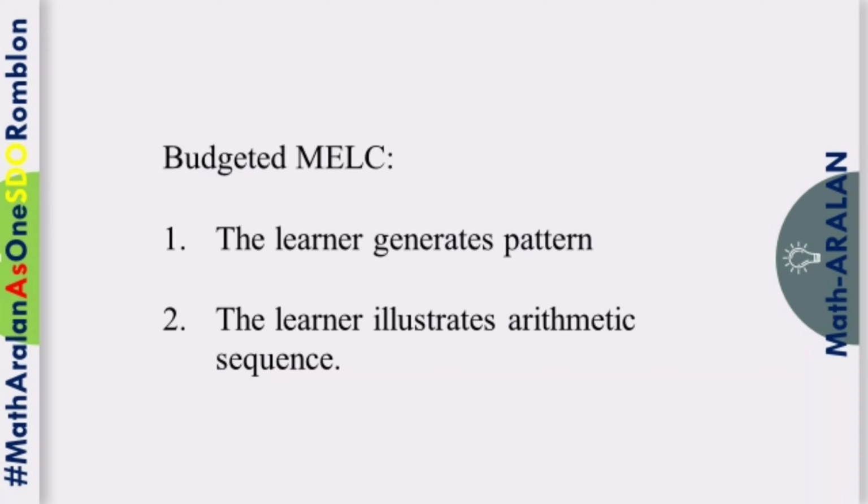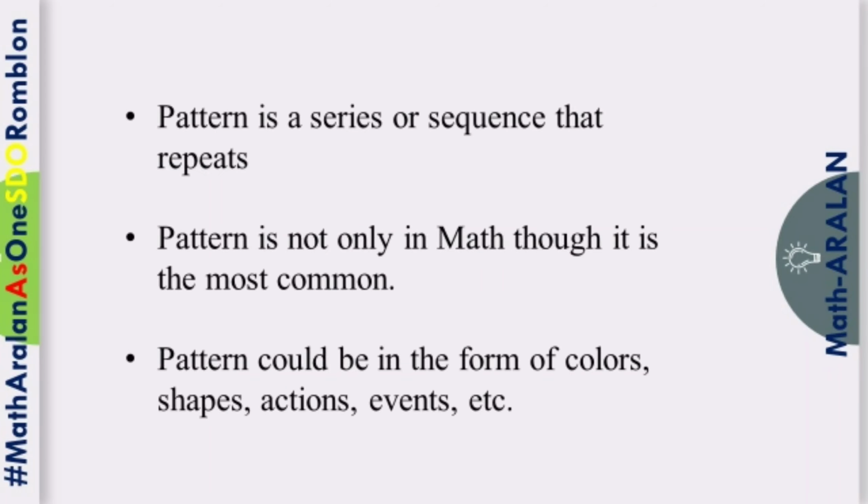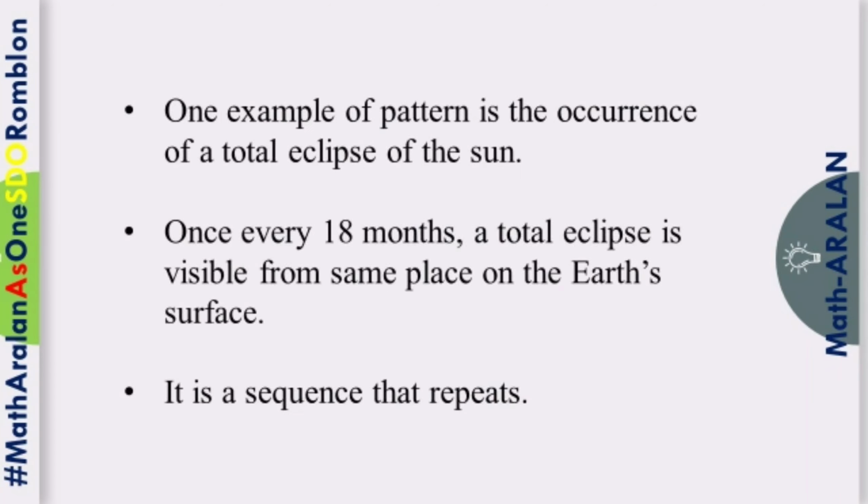First, you must guide your students to know what pattern is by showing example. Then guide your students on how to generate pattern. By definition, pattern is a series or sequence that repeats. Pattern is not only in math, though it is the most common. Pattern could be in the form of colors, shapes, actions, events, etc. One example of pattern is the occurrence of a total eclipse of the sun. Once every 18 months, a total eclipse is visible from the same place on the Earth's surface. It is a sequence that repeats.